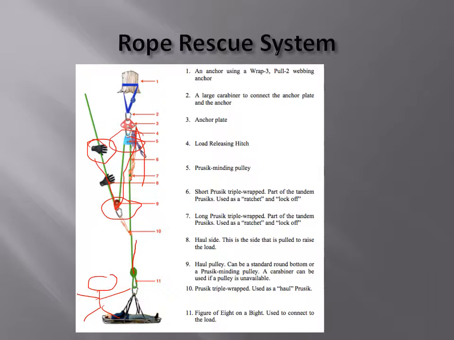One of the most essential parts of this is this right here, the anchor. In all rope rescue, we like to use what's called a bomb-proof anchor, to where it's something really solid, like trees, telephone poles, stuff that's really, really secured. It's going to be hard to break.